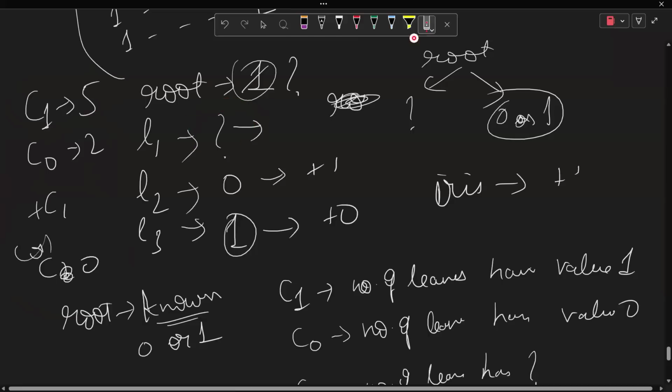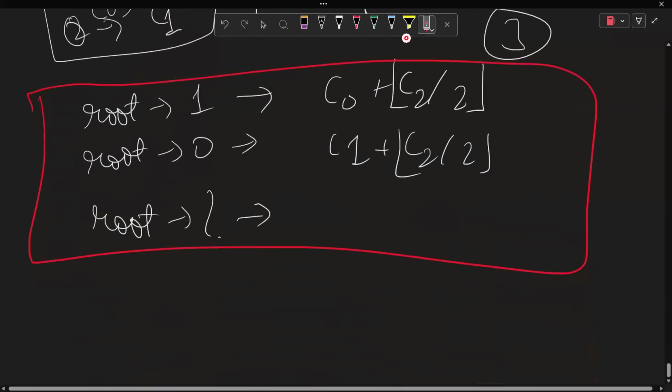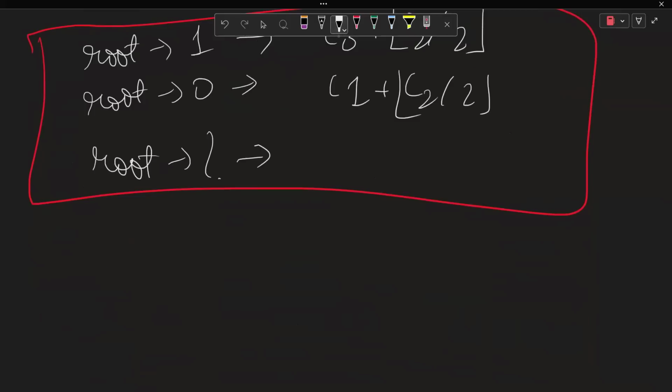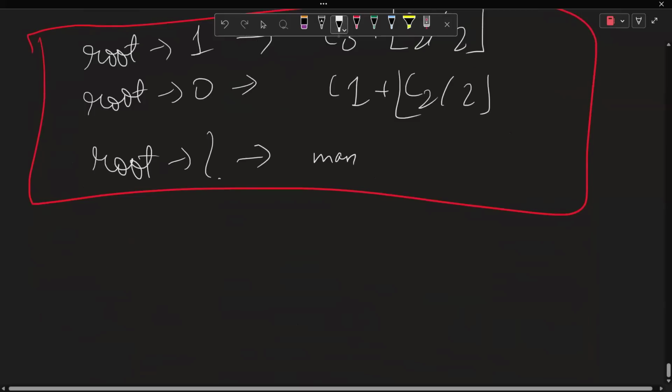which are question mark. Now, since the root is already known, they can decide the question mark has to be replaced by 0 or 1. Iris would try to maximize the answer by replacing it with an unequal value, and Dora would try to replace it with an equal value. So again, plus C2 by 2 would come. But here, in this case, what you can write is you would take the maximum of C0 and C1.